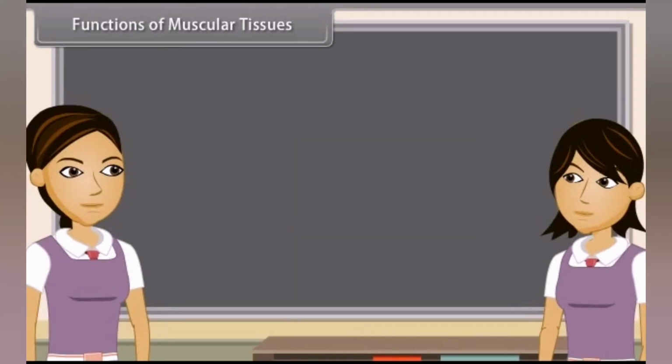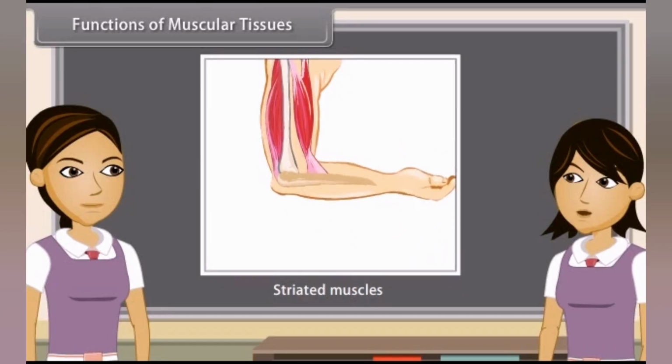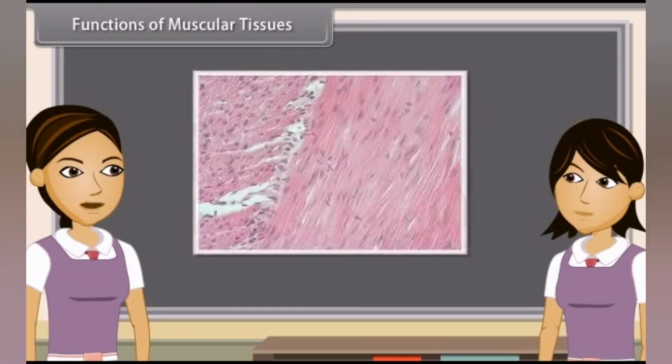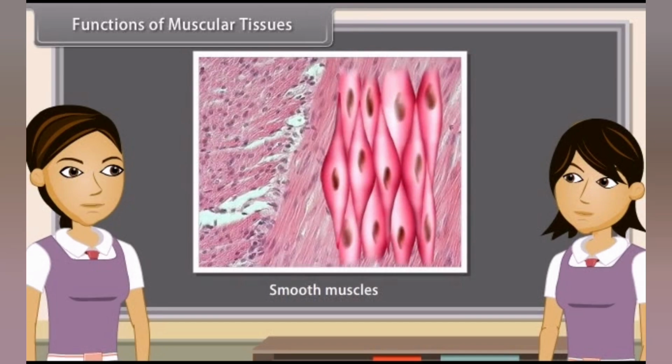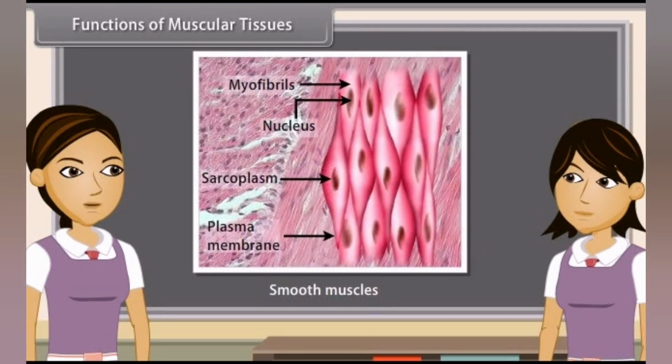Functions of muscular tissues. Striated muscles provide the force for locomotion and all voluntary movements of the body. Smooth muscles are involuntary muscles, that is, they do not work according to our will. Movement of food in the alimentary canal, opening and closing of tubes are due to smooth muscles.